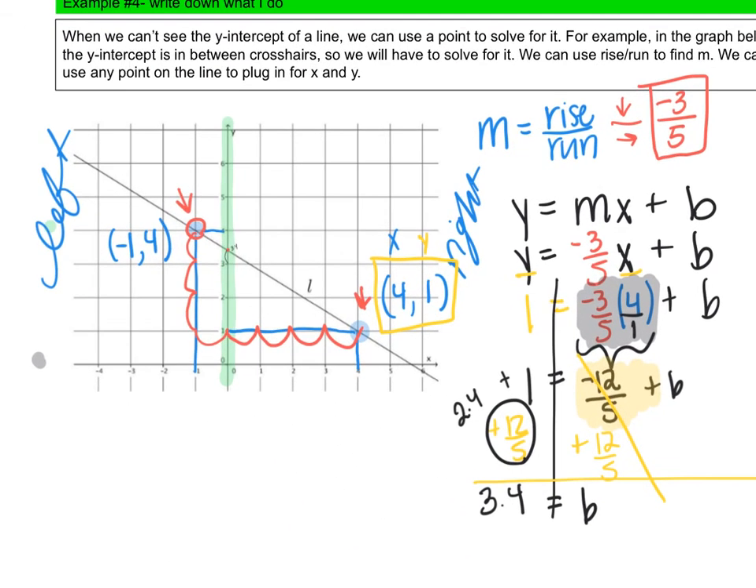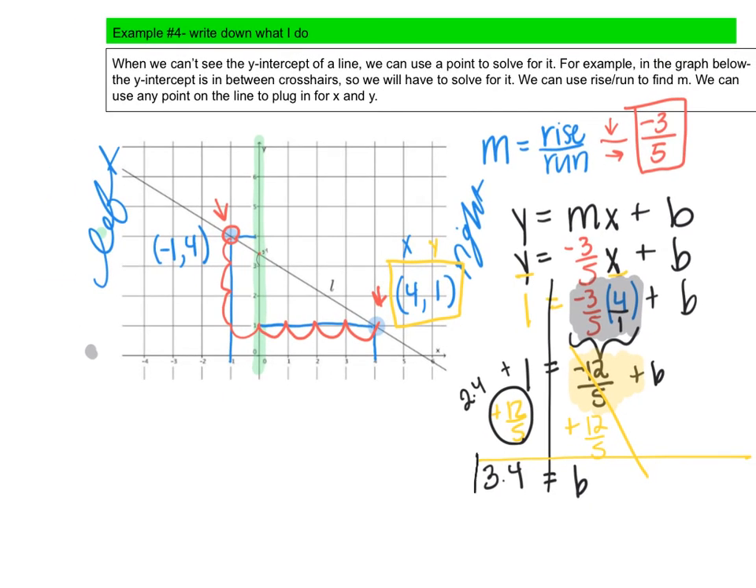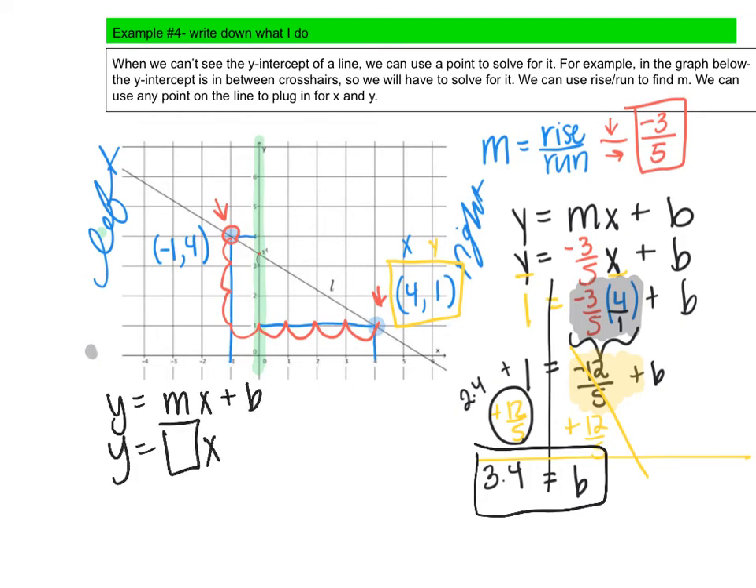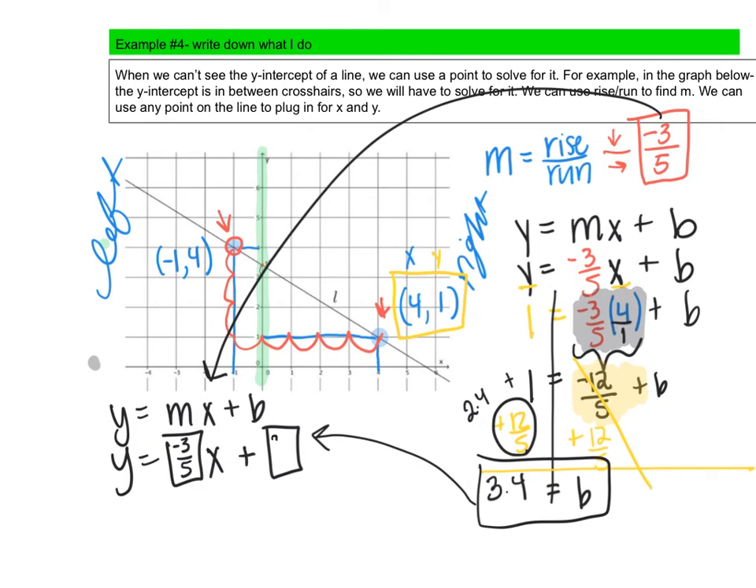So now that I have my y-intercept and I have my slope, I'm going to write it in slope-intercept form. Y equals mx plus b. So what was my m? Well, my m was -3/5. Plus b, what was the b that I got? Well, my b was 3.4. So this is the equation for my line. Y equals -3/5 x plus 3.4.